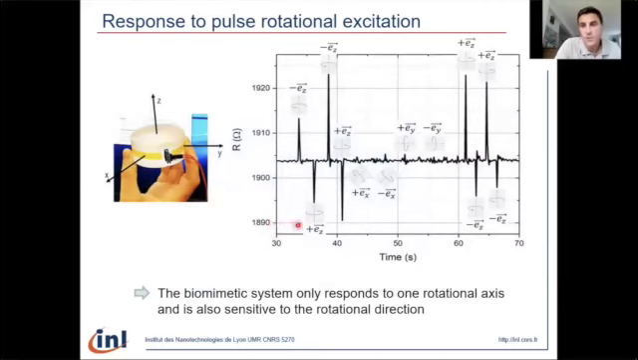This slide summarizes the results obtained from the previous experiment. Here you can see on the left the orientation in space of the mockup with the three space axes. And here on the right is the resistance of the cantilever over time for different rotations. As I said before, in conclusion, from this experiment, we could validate that the biomimetic system only responds to one rotational axis, the vertical z-axis. And we could also demonstrate that it is sensitive to the rotational direction.